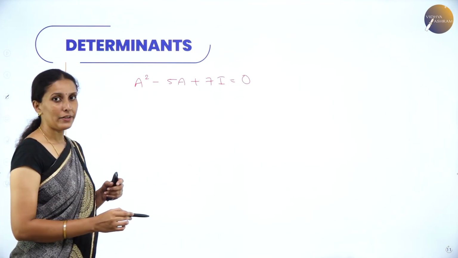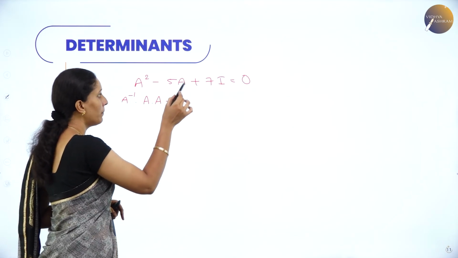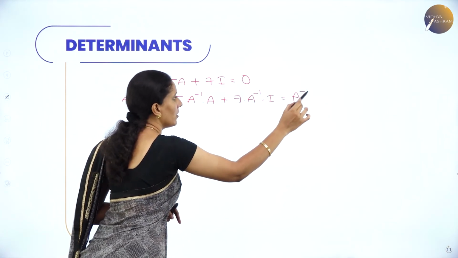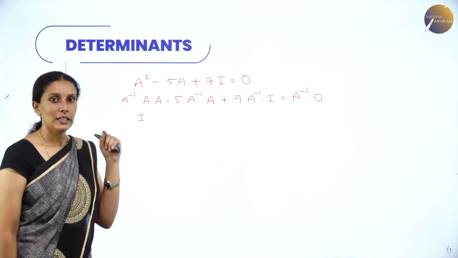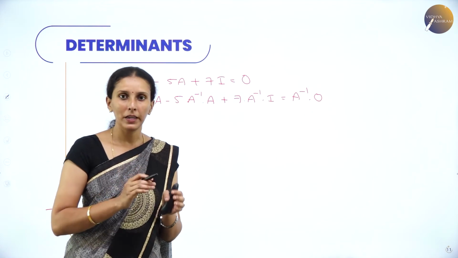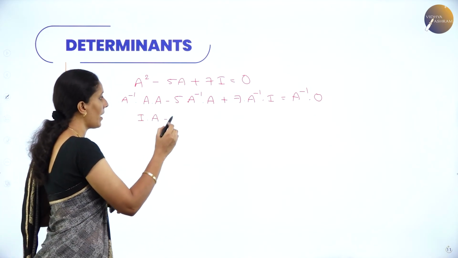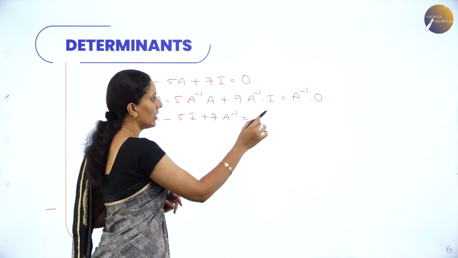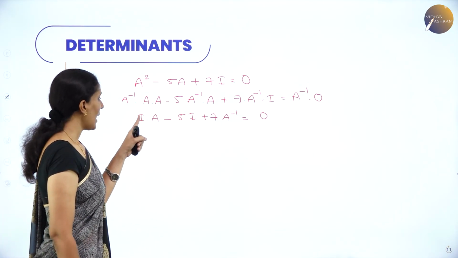So we will pre-multiply by A inverse on both sides. Let's split this as A inverse into A into A, minus 5 pre-multiplied, so A inverse into A, plus 7 into A inverse into I, equal to A inverse into O. So here A inverse A is I. We already know that when you multiply the inverse of a matrix with itself, that is when we say A is the inverse of B, only when A into B and B into A is equal to I. In the similar way, A inverse into A or A into A inverse is equal to I. So I into A minus 5 into I, and here we have A inverse into the identity matrix, which is A inverse itself, and here it is O only, because when you multiply a null matrix with any other matrix, the answer is the null matrix itself. Next we have A into I.